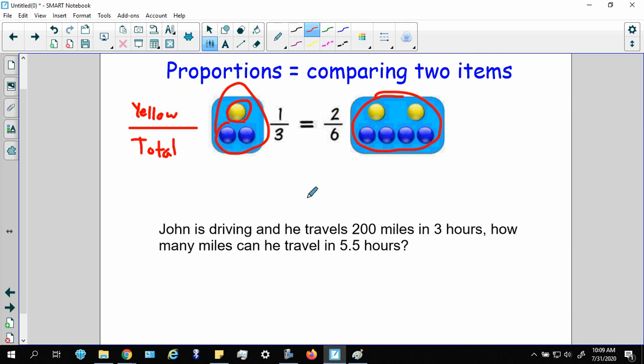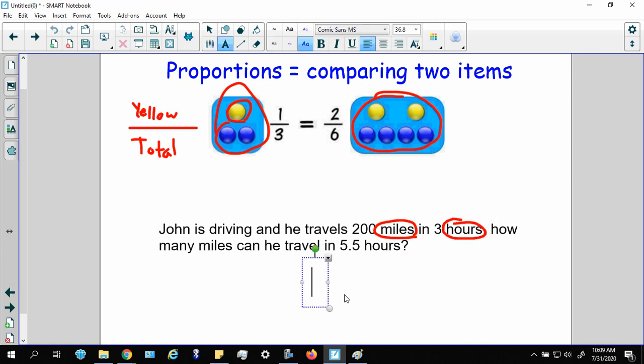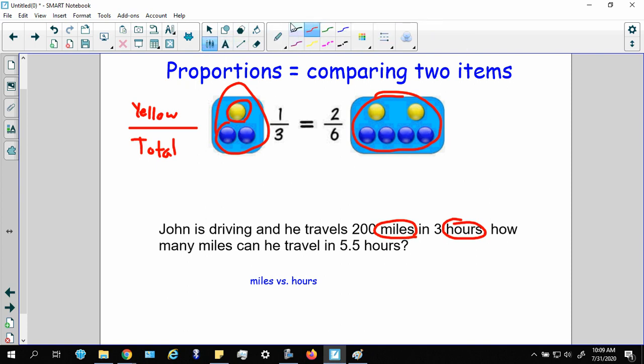If you look at the question, we're talking about miles, and then we're also talking about hours. So the two things that we're comparing are going to be, and I'll type this so it's a little neater and faster, miles versus hours. When you are creating a proportion, you decide how you want to set it up, because you know that with a proportion, it's going to be in a fraction format, kind of like what you see up here.